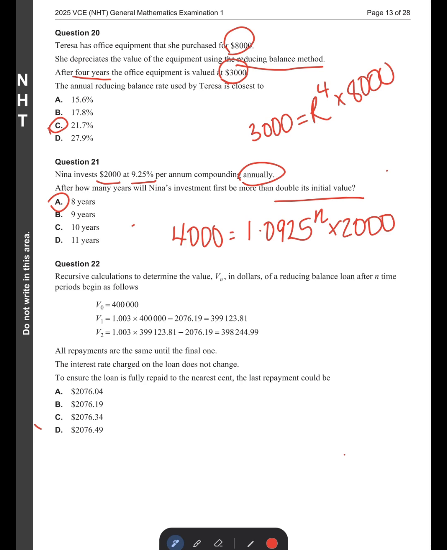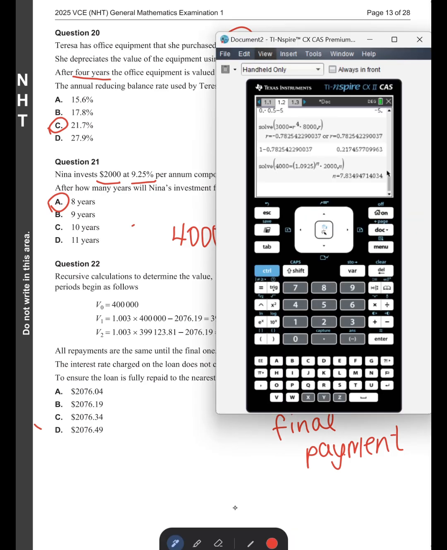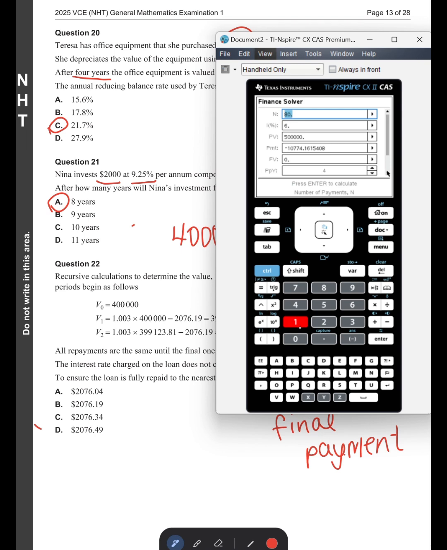All right, recursive calculations to determine Vn in dollars of reducing balance loan up to n time are as shown. All repayments are made the same until the final one. The interest rate charged on the loan does not change. To ensure the loan is fully repaid to the nearest cent, the last payment could be. All right, so this is a final payment question. But it's a final payment question when we don't actually know n. So I have to actually calculate n first. So this is definitely a finance question.